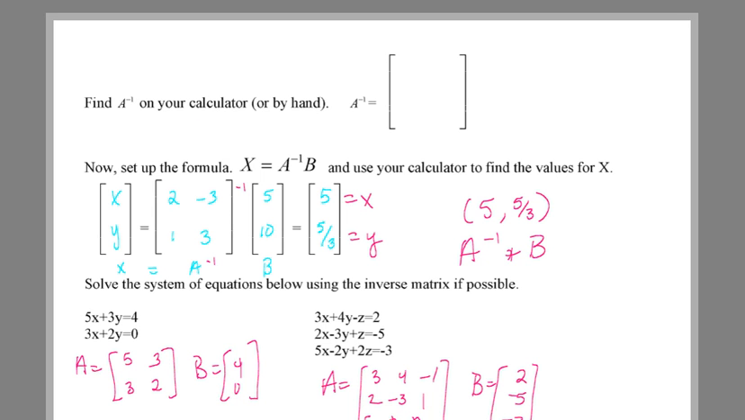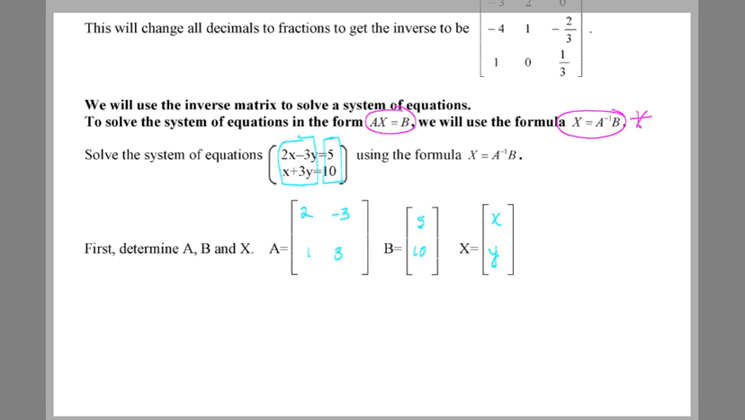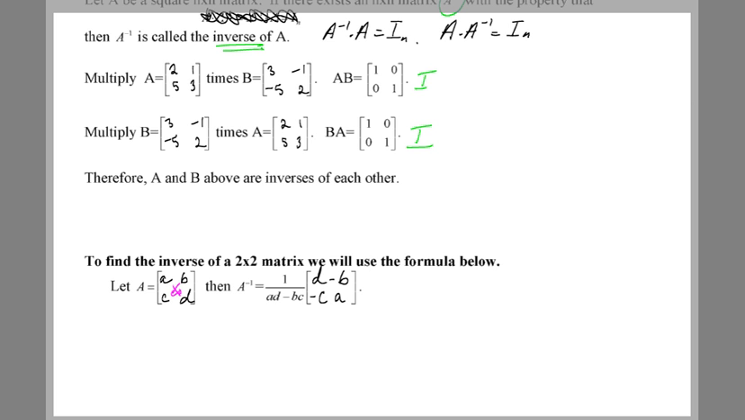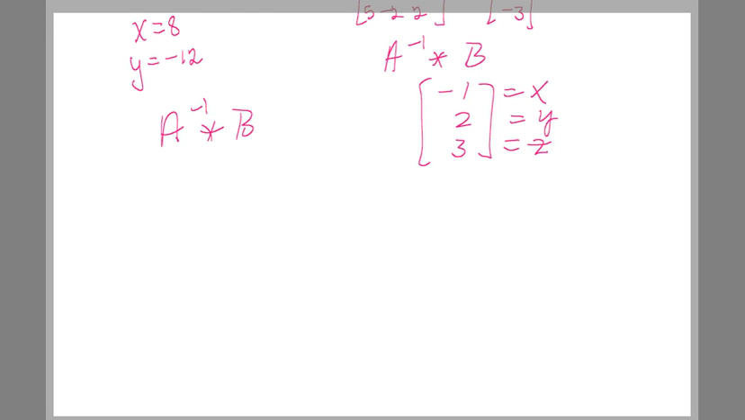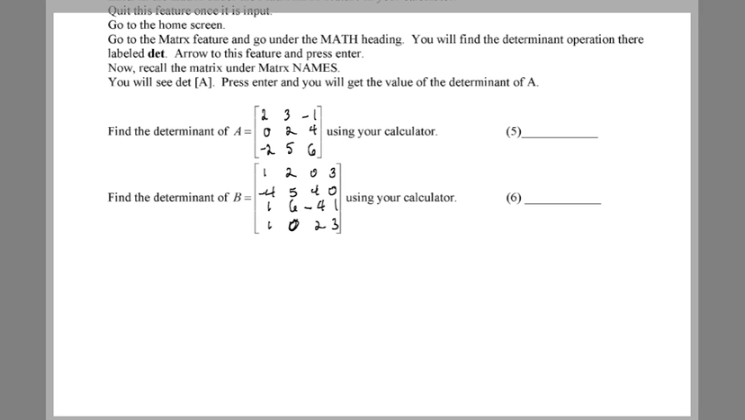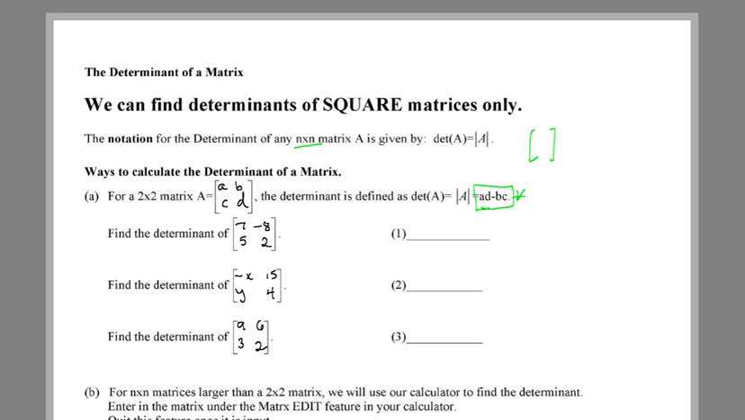Where did that AD minus BC come from? Well, let's see if we can back up and find it. When we were finding the inverse of a 2 by 2 matrix, the AD minus BC appeared here in the denominator. So we were actually calculating the determinant to find the inverse. Anyway, let's get back to determinants. So it's just the cross product AD minus BC for any 2 by 2 matrix.